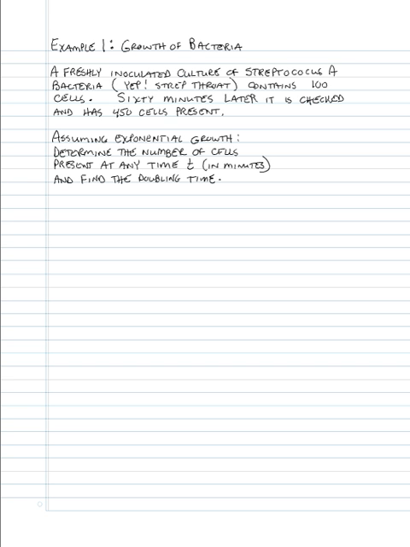Okay, as mentioned, this is a sample about the growth of bacteria. A freshly inoculated culture of Streptococcus pyogenes bacteria, yes, that is strep throat, contains 100 cells. 60 minutes later, it is checked and has 450 cells present. Assuming exponential growth, determine the number of cells present at any given time in minutes and find the doubling time. That is, from any given time, how long it takes for that population to double.